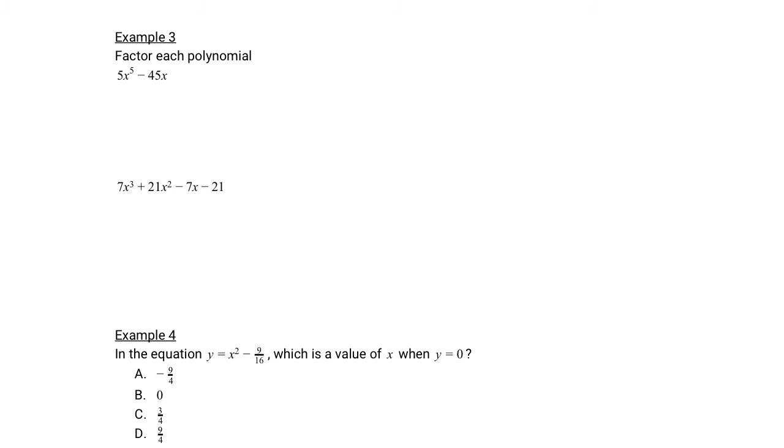We've got 5x to the fifth minus 45x. So I can factor 5 out and I can factor x out. That means I'm left with x to the fourth minus 9. Well, here we are again. X to the fourth is a perfect square. That's x squared. 9's a perfect square. That's 3. So 5x is going to stay.